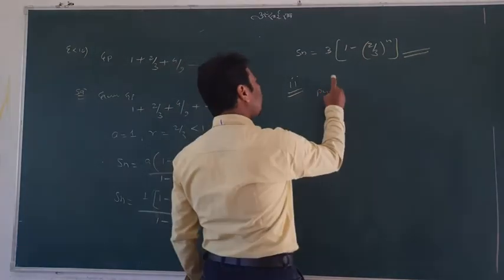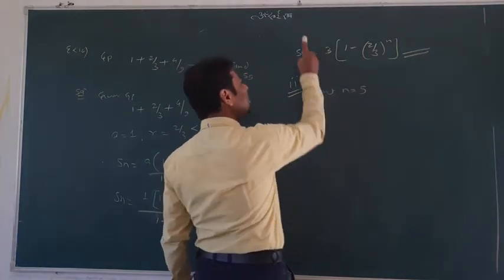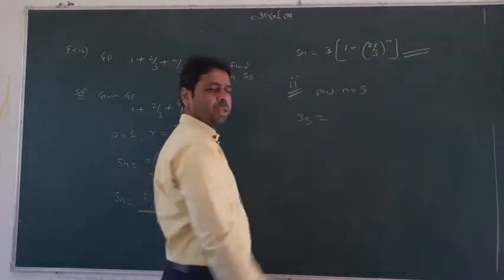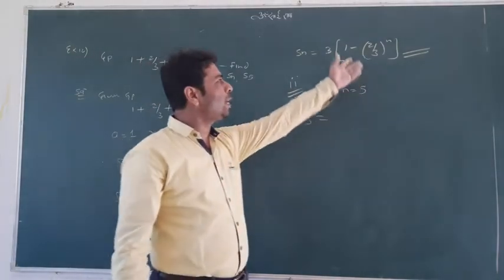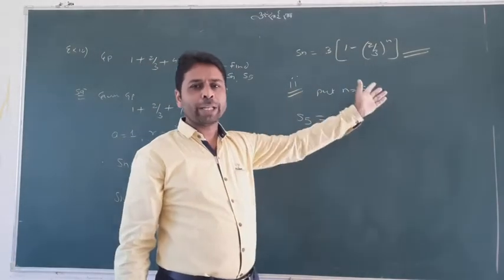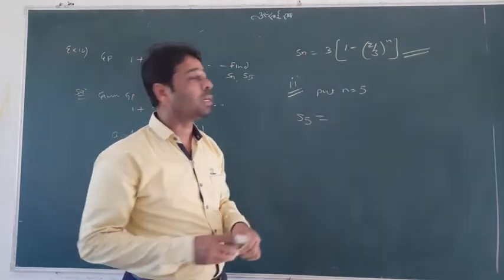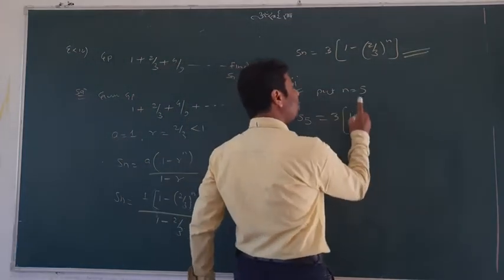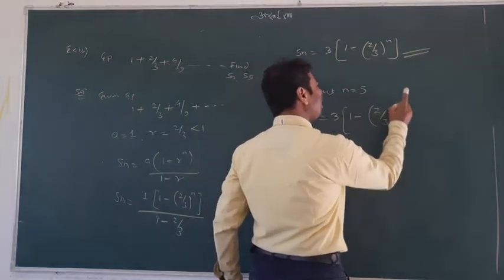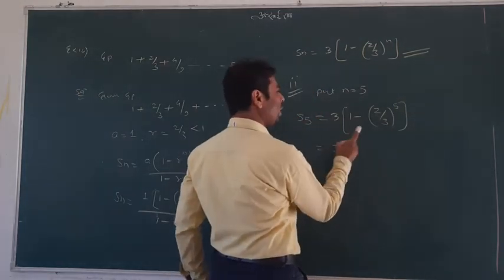Put n equal to 5. It means sum of 5 terms you will get. Put n equal to 5 because you already have got the sum of n terms. So you put n equal to 5, you will have a sum of 5 terms. So only 3 into 1 minus 2 by 3 to the power 5 is there. We will solve by our own.